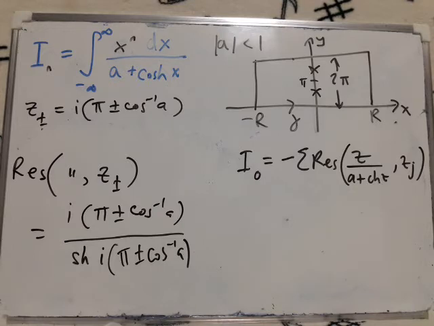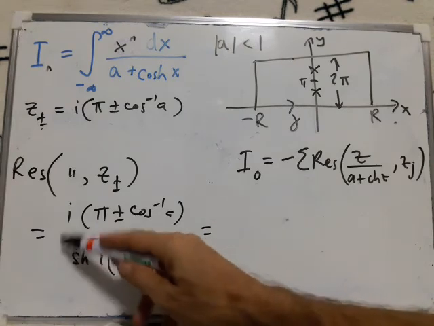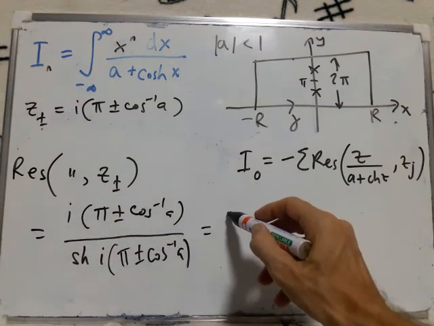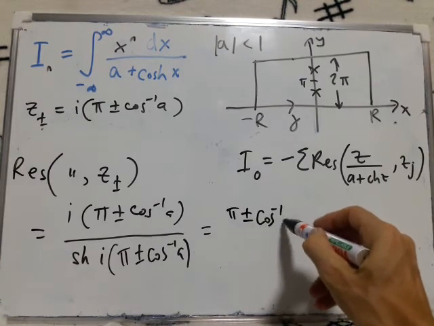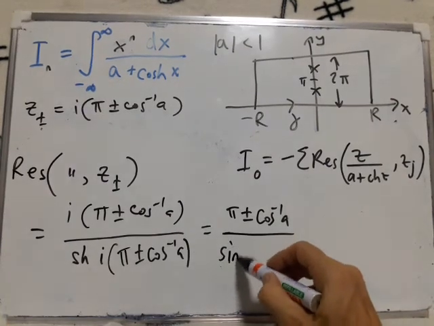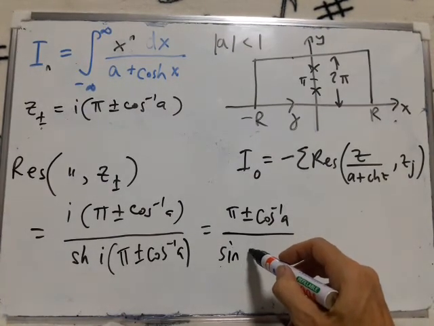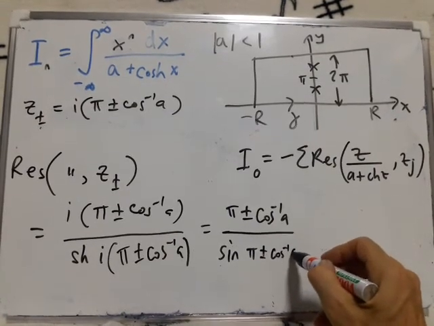So sine of iz is equal to i sine z. So that's going to give me, the i is going to cancel with this i, and I get pi plus or minus inverse cos of minus a over sine of pi plus or minus inverse cos of minus a.